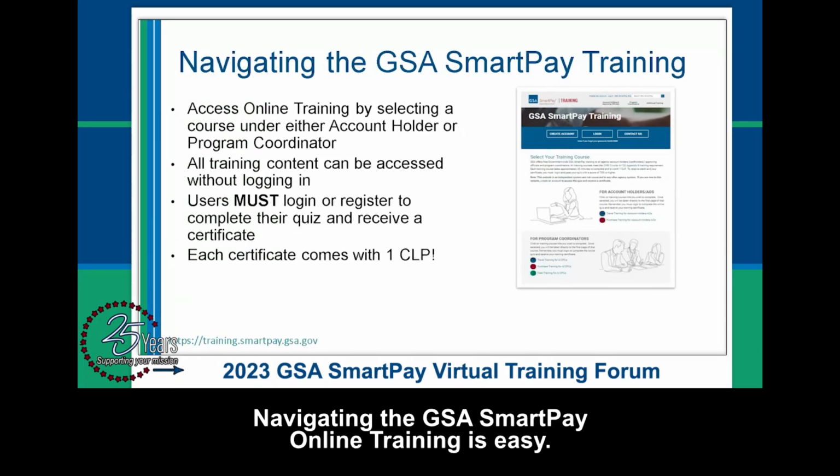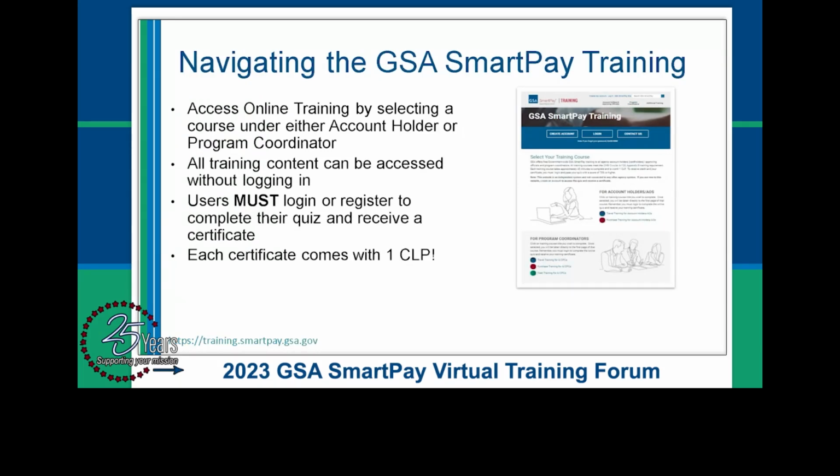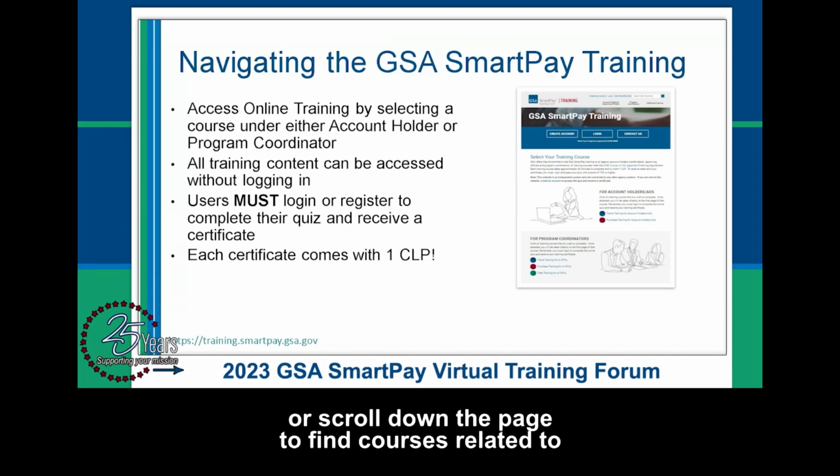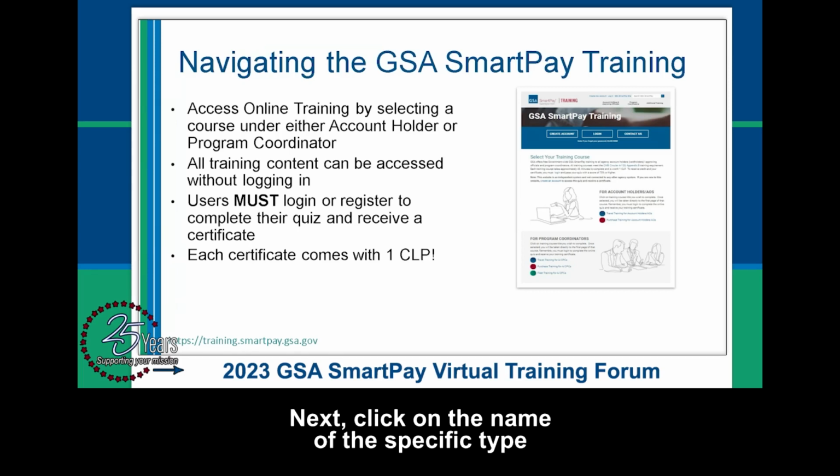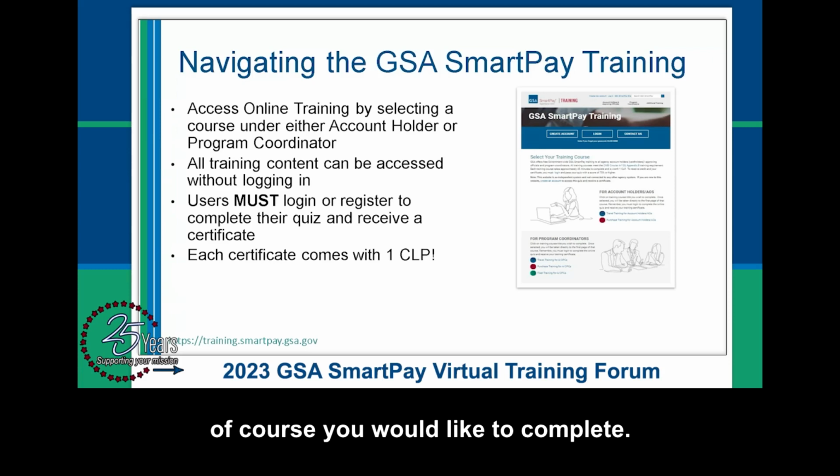Navigating the GSA SmartPay online training is easy. First, use either the top menu or scroll down the page to find courses related to your role within the program. Next, click on the name of the specific type of course you would like to complete. For example, today, I selected a purchase training for AOPCs. Once selected, you'll be taken directly into lesson 1 of that course.